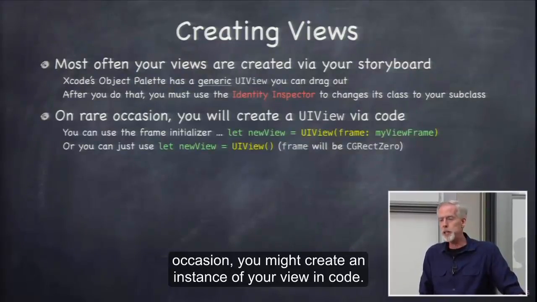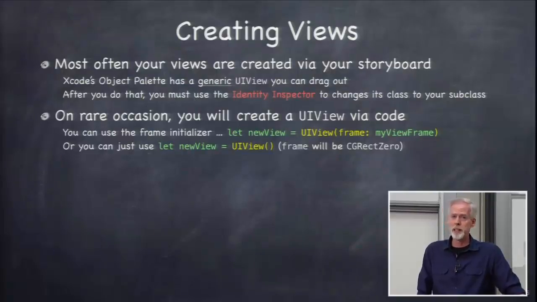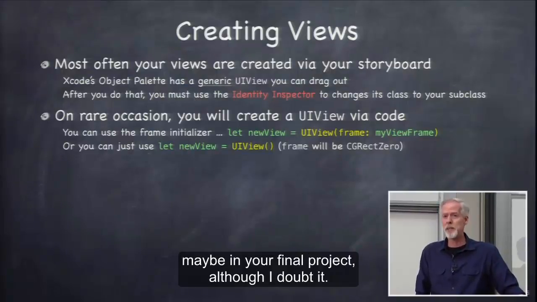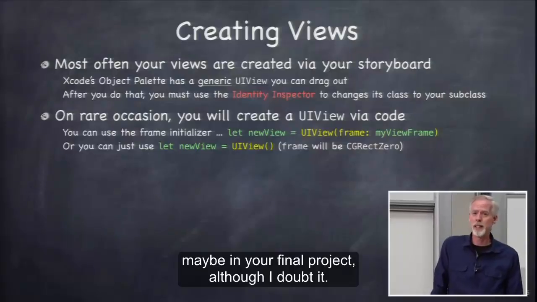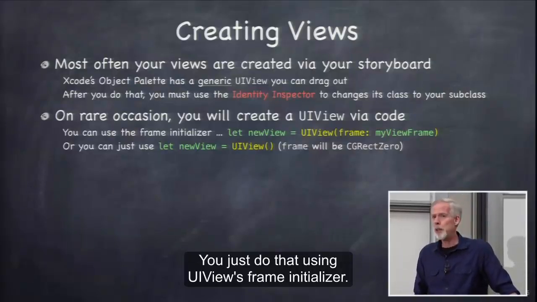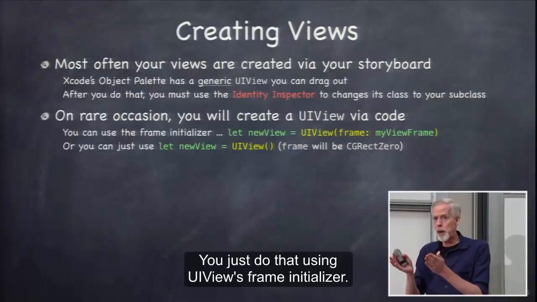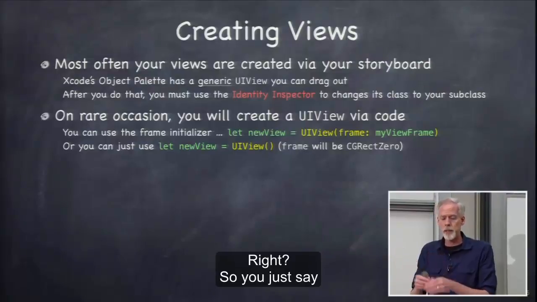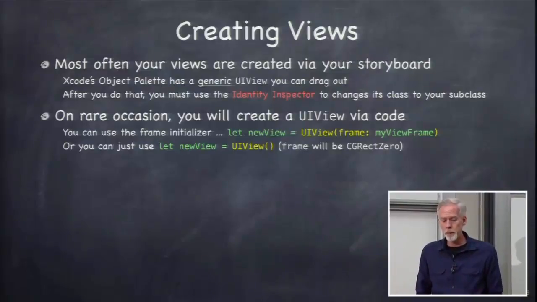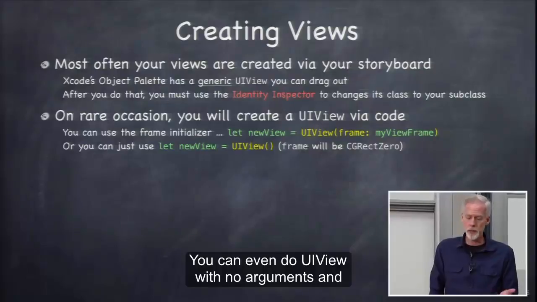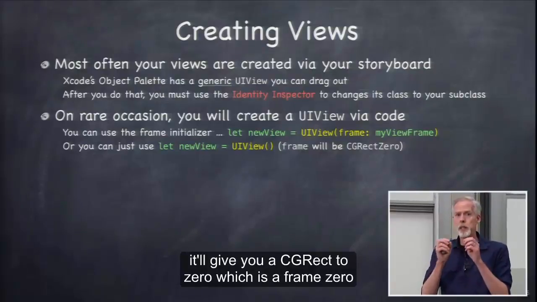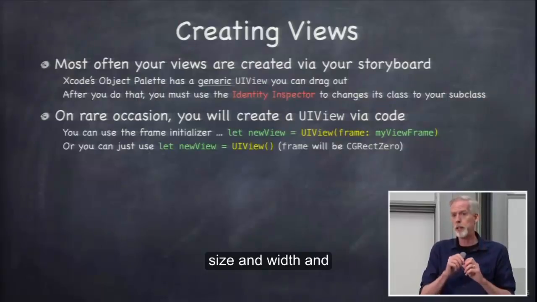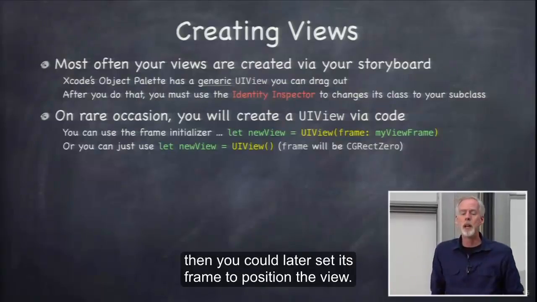On rare occasion, you might create an instance of your view in code. Probably never in this class, maybe in your final project, although I doubt it. You just do that using UIView's frame initializer, right? So you just say view equals UIView(frame:). You can even do UIView with no arguments. It'll give you a CGRect of zero, which is a frame with zero size and width, and then you could later set its frame to position the view.